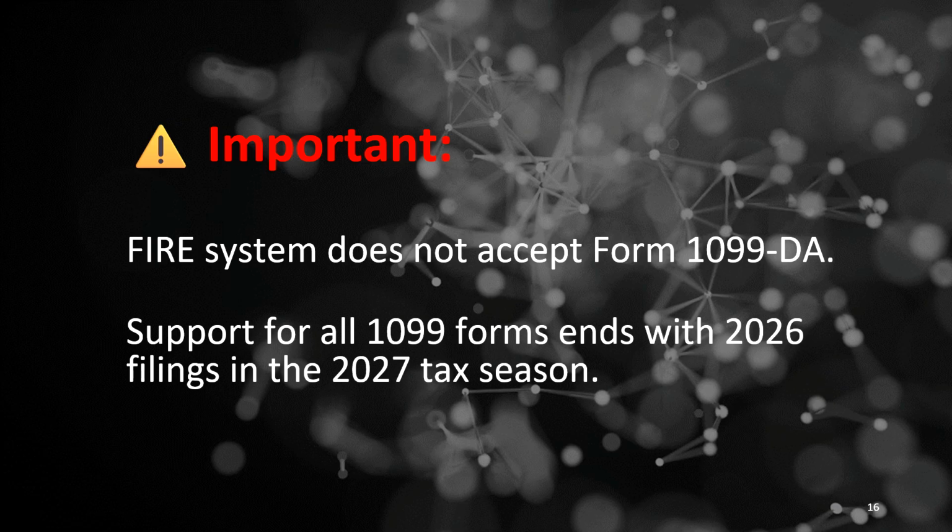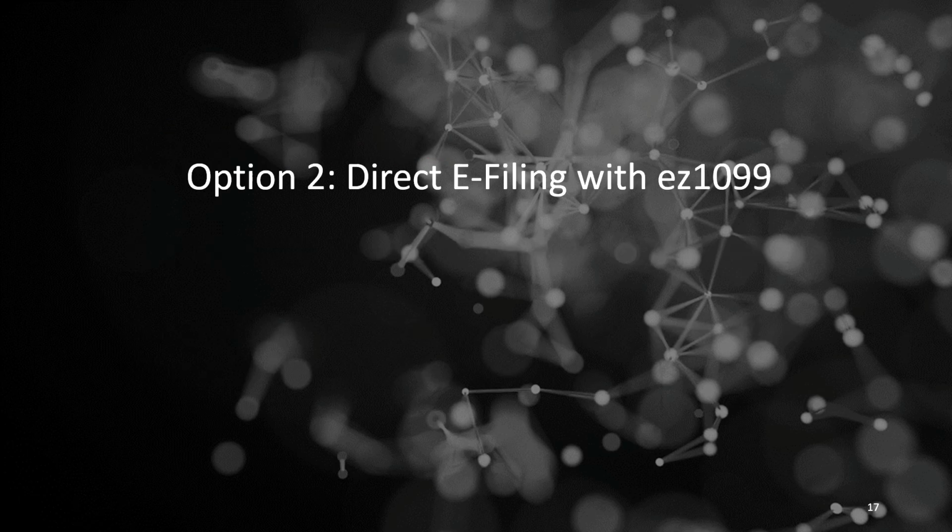And beginning with 2026 forms filed during the 2027 tax season, the file system will stop supporting all 1099 filings entirely. Option 2. Direct e-filing with Easy 1099. The 2025 version of Easy 1099 introduces a direct e-file feature for federal returns, perfect if you don't have an IRS TCC or simply want to save time.